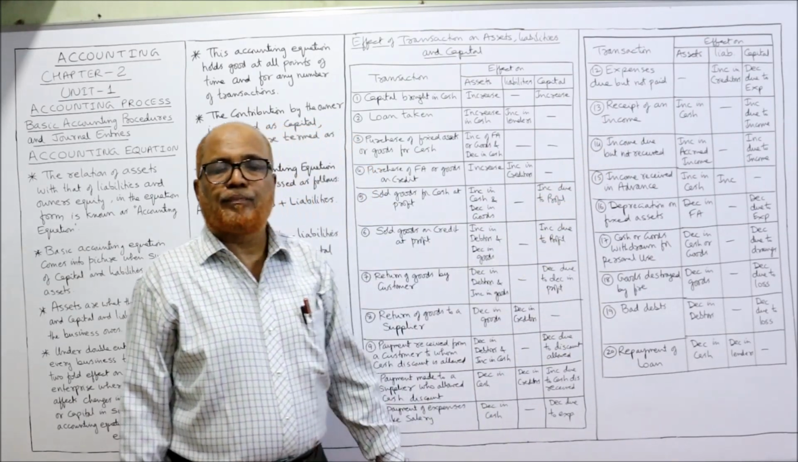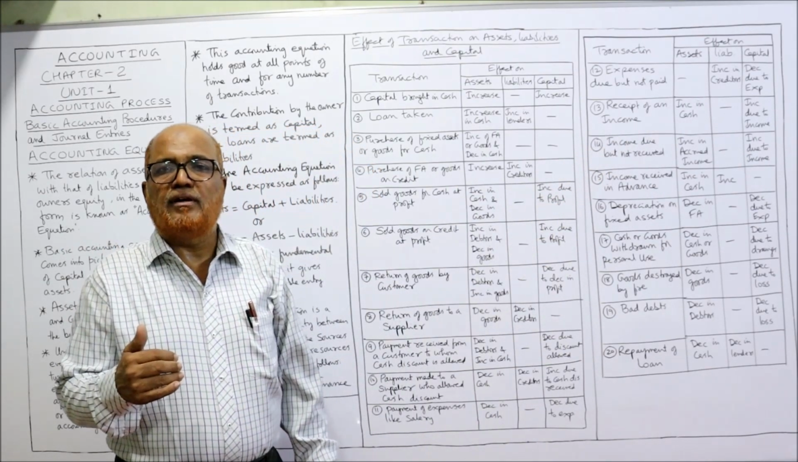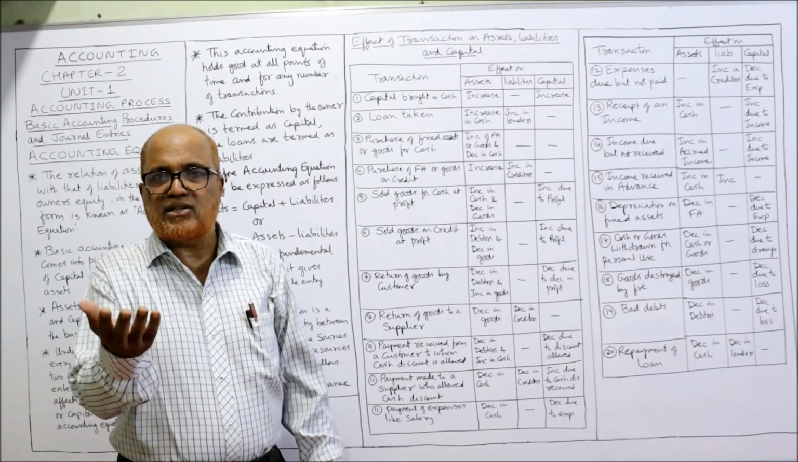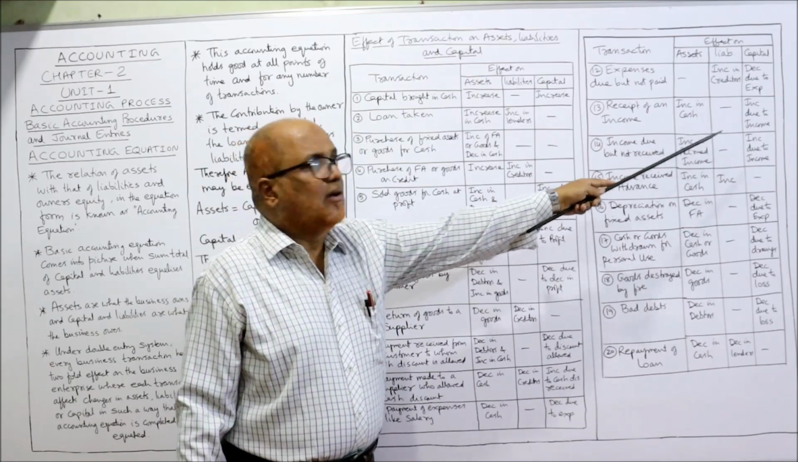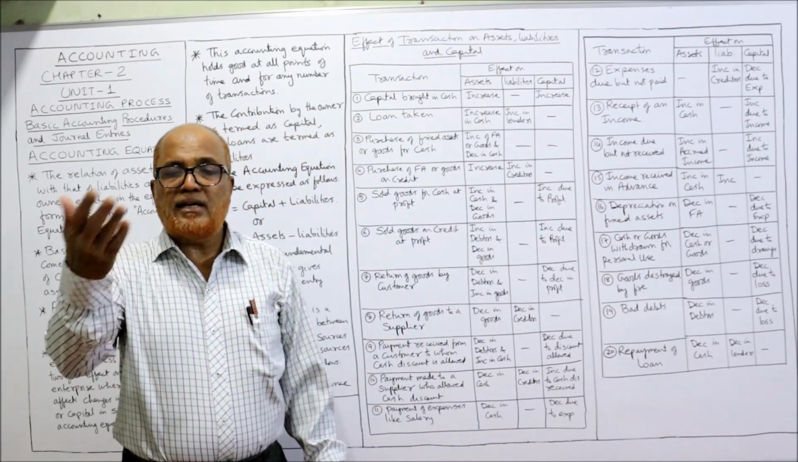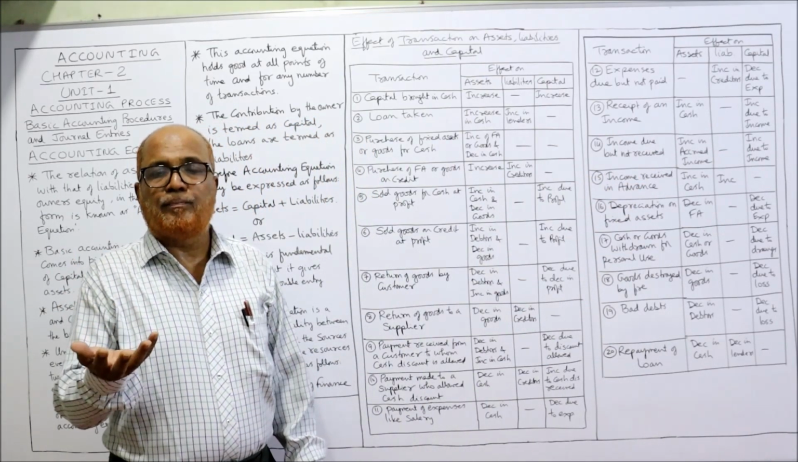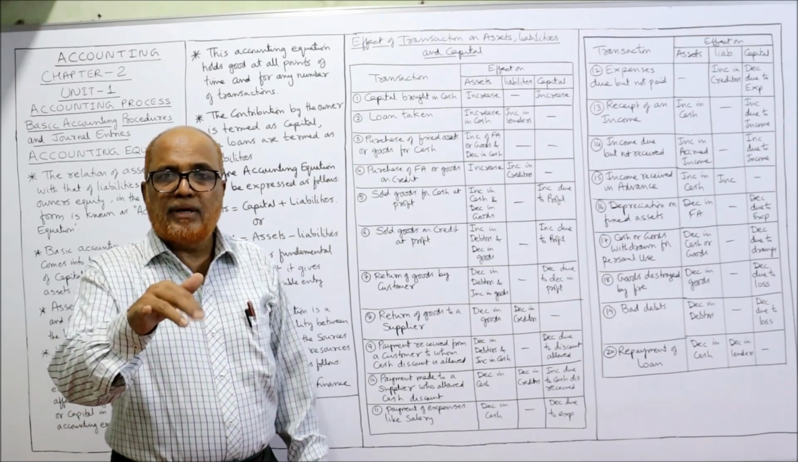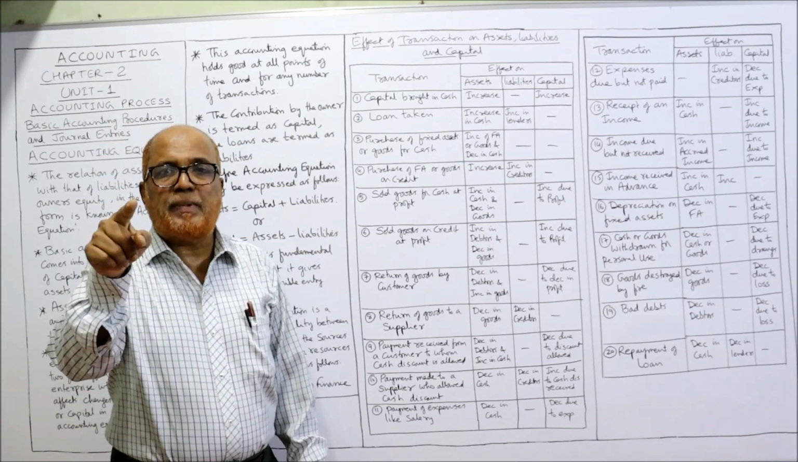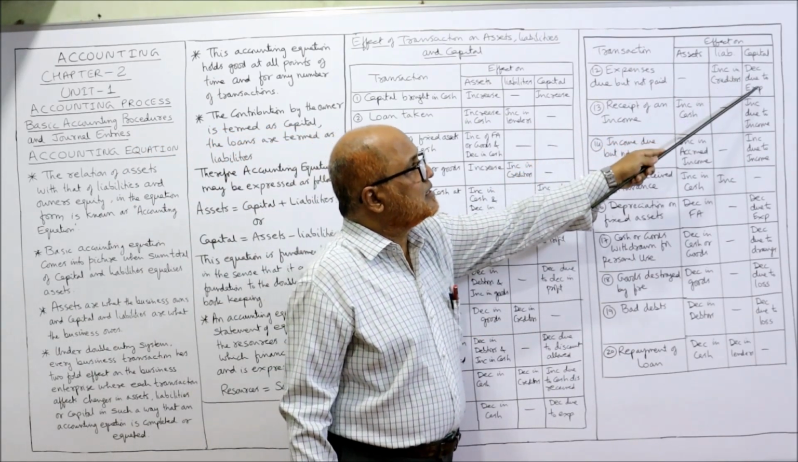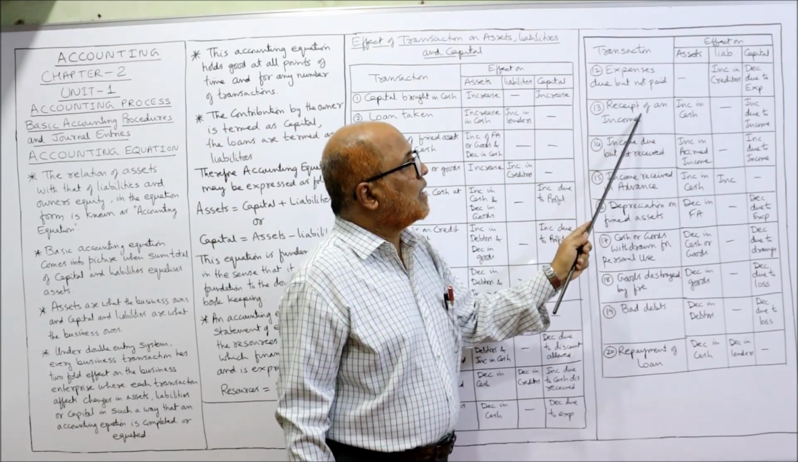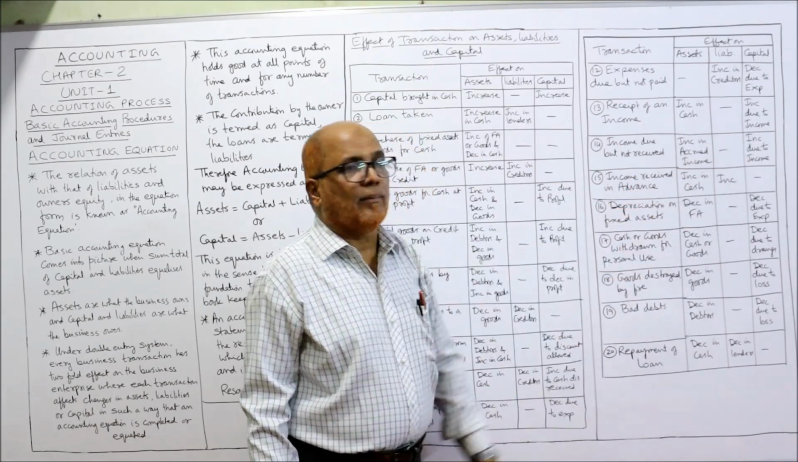Receipt of an income. When income is received, our assets will increase. Cash is coming in. So our asset will increase. Whereas at the same time, increase in capital because it's an income. Due to income, capital will increase. Due to expense, capital will decrease. Here it was expenses, so decrease due to expense. Here it is an income, so increase due to income.